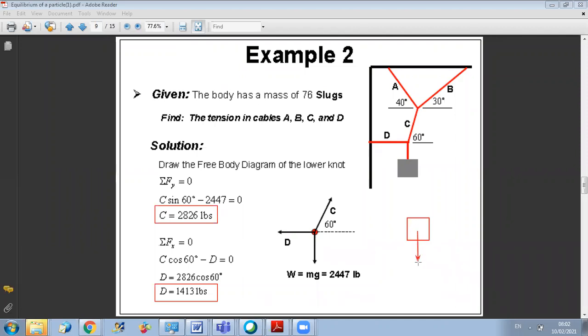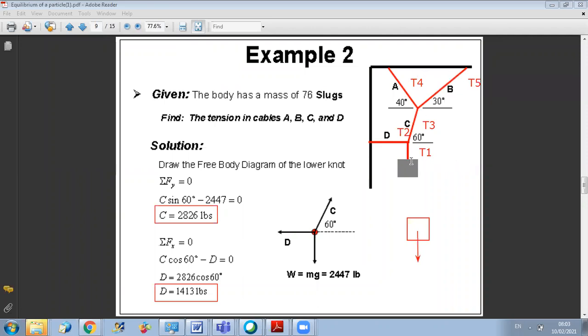So if this is the weight, and these are the tensions in the different cables, let's say this is T1, this is T2, this is T3, and T4, T5. So we need to find these 5 unknowns. We need to find the tension in all cables. Of course, we will not do it in just one step.